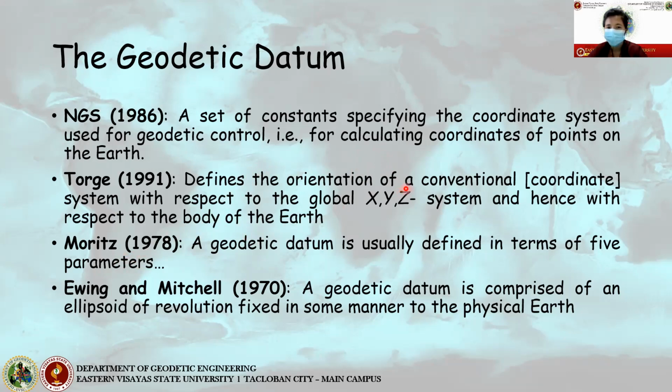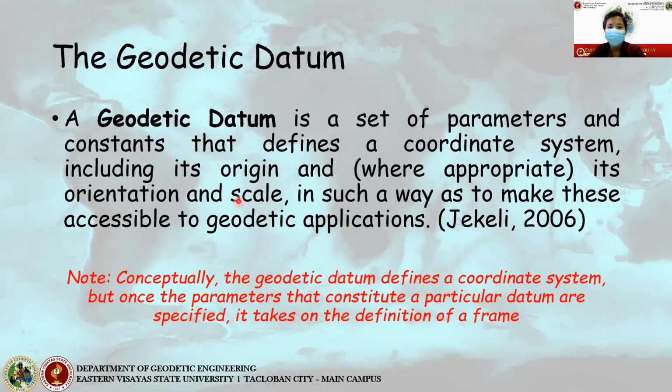We also have another definition from the book of Moritz. A geodetic datum is usually defined in terms of 5 parameters. There are a lot of books which define this datum with more than 5 parameters: 7, 8, 9 parameters. We have Ewing and Mitchell: a geodetic datum is comprised of an ellipsoid of revolution fixed in some manner to the physical Earth. Those definitions are grouped and defined as one by the author Jekeli, 2006.